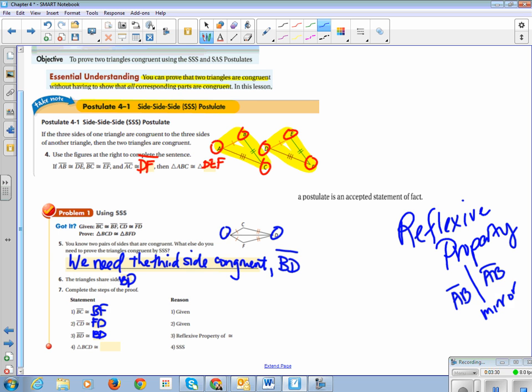If you didn't know what the reflexive property was, you can always go to the references in the back of your book, and it has all the postulates and theorems written down back there for you. Triangle BCD is congruent to triangle BFD by side, side, side.